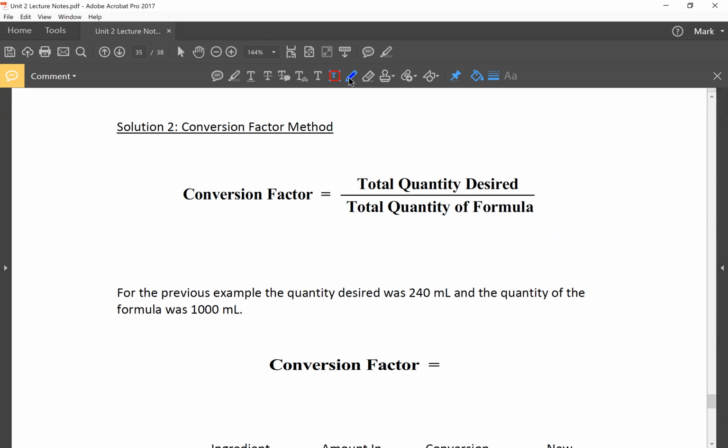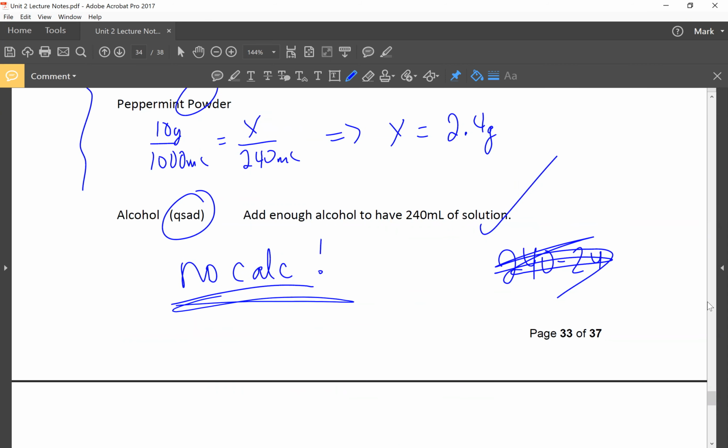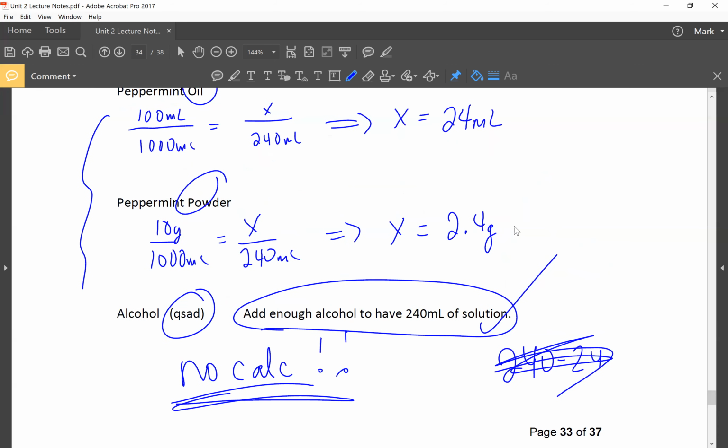Yes? You didn't do alcohol. What? You didn't do alcohol, QSAD. Yep, there is no calculation. This is the answer. Okay, I get the peppermint powder, 240. Did you do this right here, what I'm circling? Yeah. Okay, just hold on. Let me do it over on the side here.